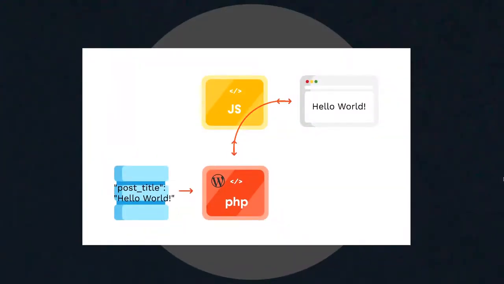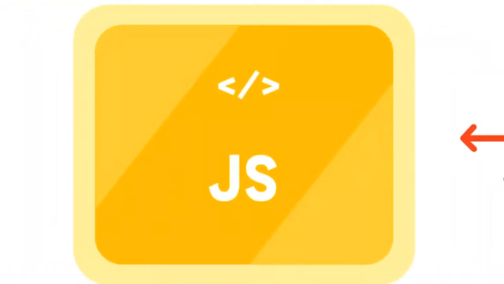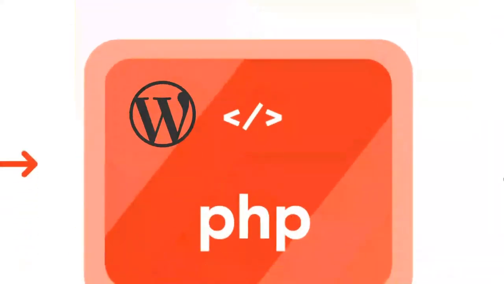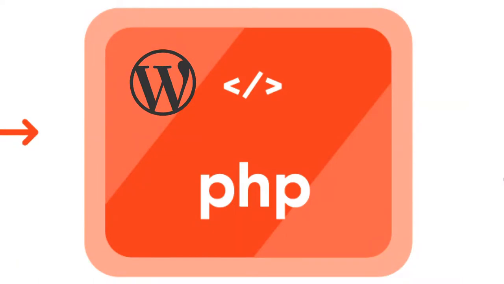Now comes the front-end framework. How does this happen? We have the Hello World application. Let's say the Hello World is being used with Next or any of those front-end frameworks. So how does WordPress come into the picture? WordPress would act as what I said, your back end.